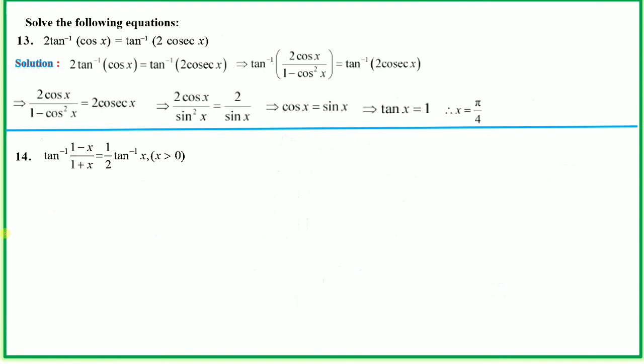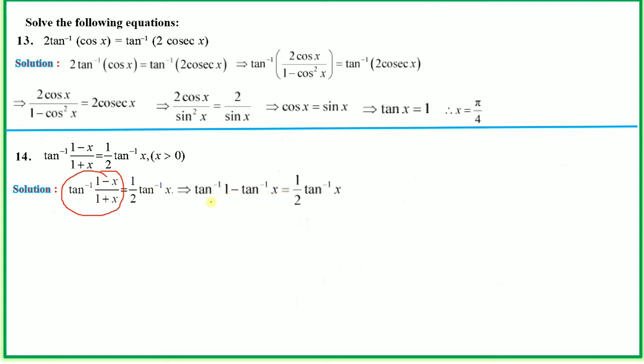Question number 14 says tan inverse 1 minus x upon 1 plus x is equal to half tan inverse x. Let us go for its solution. Tan inverse 1 minus x upon 1 plus x can be written as tan inverse 1 minus tan inverse x, as tan inverse x minus tan inverse y. What will happen?